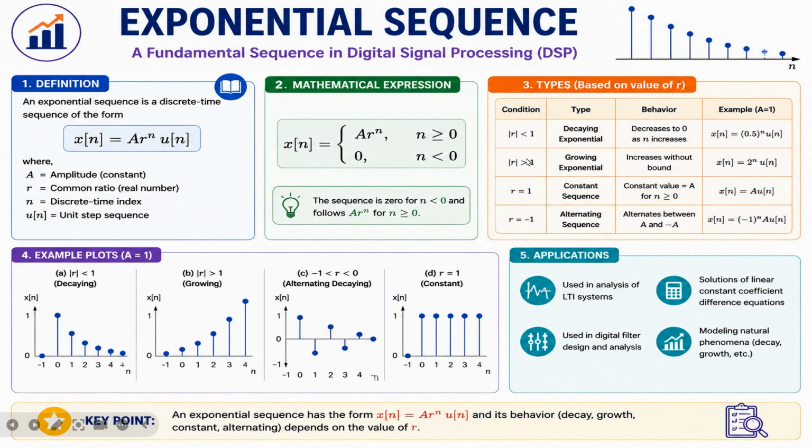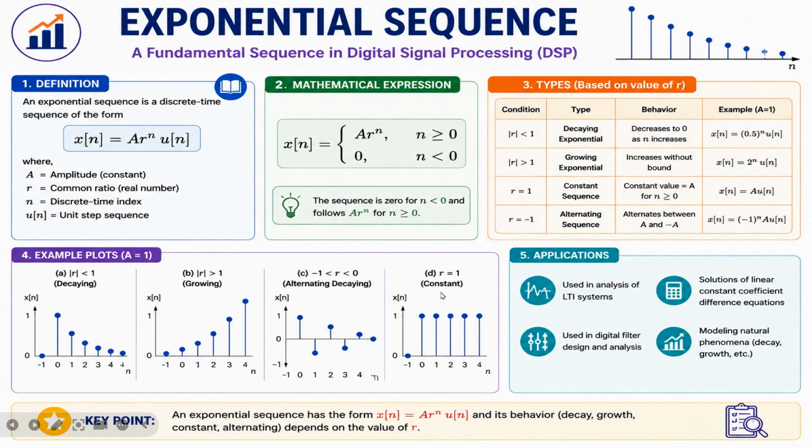So now these are the example plots for these conditions, that is, the types of the exponential sequence. If the magnitude of r is less than 1, we get a decaying signal. Here it is decaying. If the magnitude of r is greater than 1, we get an exponential sequence like this. That is growing exponential. Next, for r greater than minus 1 and less than 0, we get alternating decaying, like this. It is decaying like this.